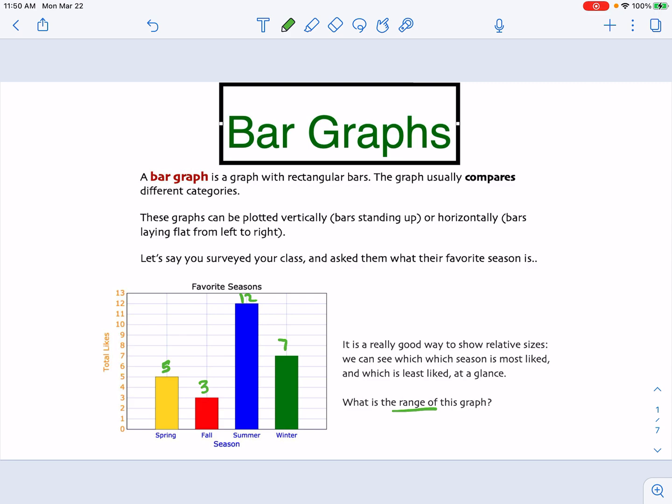So then what is the range of this graph? The most was summer with 12. The least was fall with 3. So if we subtract the smallest from the largest, 12 minus 3 gets 9.